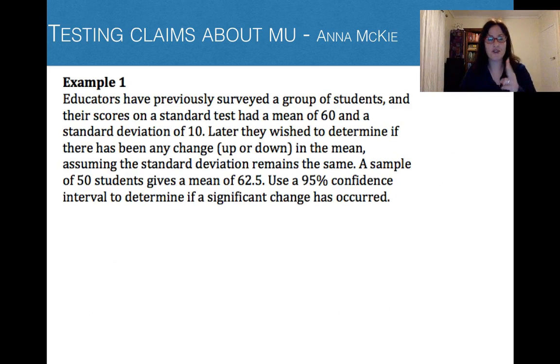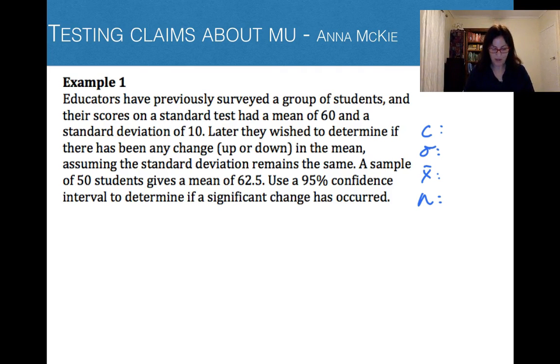Okay, so moving on to 2 quick examples here. Educators have previously surveyed a group of students, and their scores on a standard test had a mean of 60 and a standard deviation of 10. When I'm doing these types of questions, I like to extract out those numbers as I go. So I know we're going to do a confidence interval at some point, and the values that you need in that are these. So sometimes it's quite handy to write them as you find them.